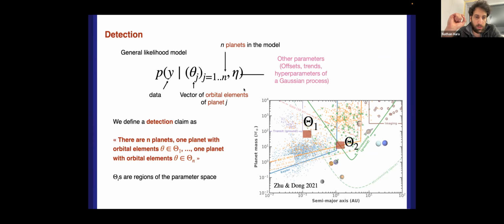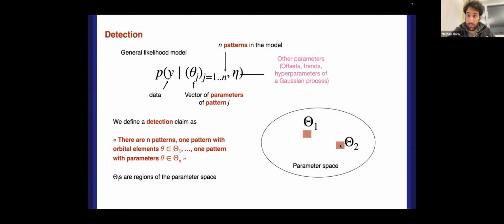So we define a detection claim. What I'm calling a detection is saying, based on this particular data set, there are n planets, each planet with orbital elements in this region of the parameter space. So here the parameter space is semi-major axis and planet mass, and I'm saying there is one planet here, and there is another planet here. But I can generalize the setting and say, well, I have n patterns. I have a parameter space. I have 2 patterns here. The first pattern has parameters in this region. The second has parameters in this region.